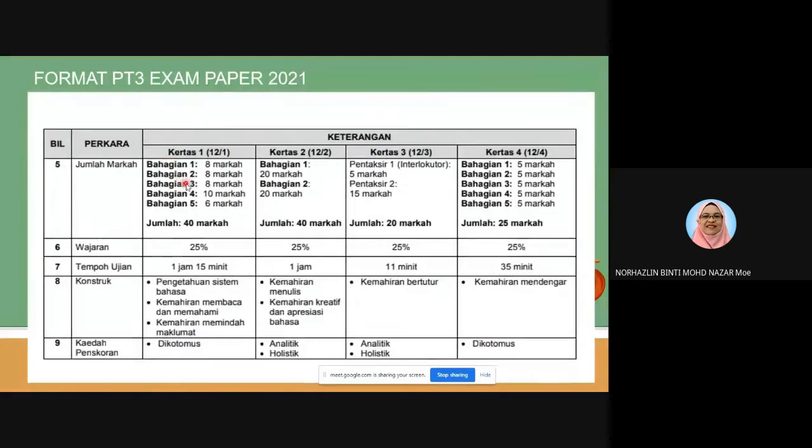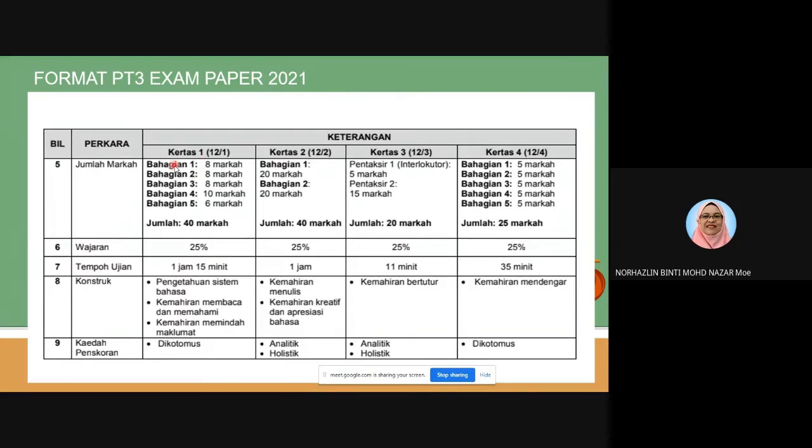Okay, so now look at the marks. Markah ni penting, because it's your strategy. Okay, kita kena tahu markah so that we know how to get A. Bahagian 1, 8 marks. Bahagian 2, 8 marks. Bahagian 3, 8 marks. 4, 10 marks. 5, 6 marks. So all together, 40 marks for this paper, 1 hour and 15 minutes. Mesti tahu setiap kertas ni berapa jam, berapa markah, hafal from now.